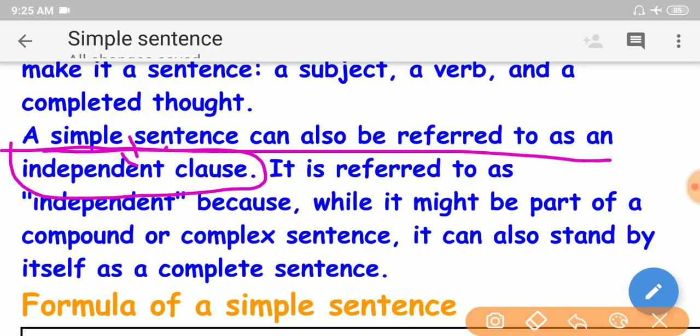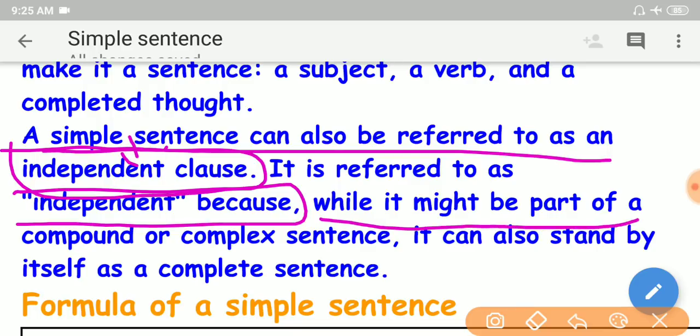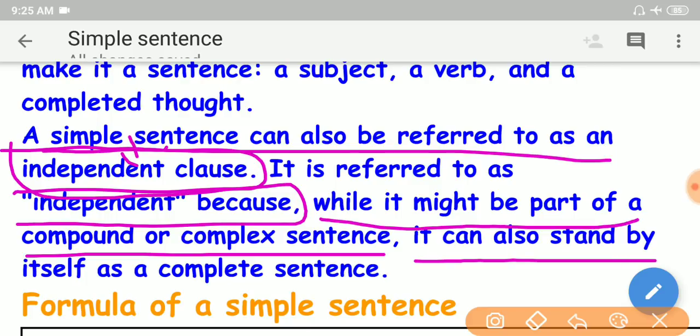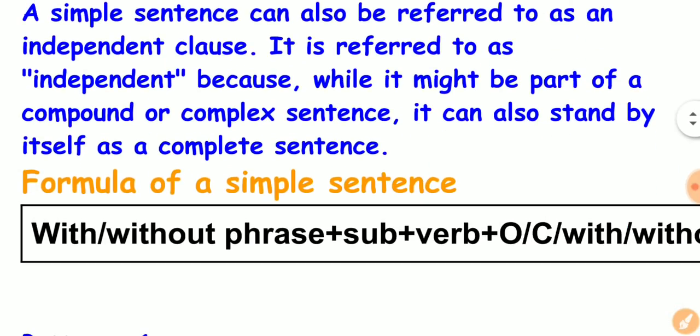It is referred to as independent because while it might be a part of a compound or complex sentence, it can also stand by itself as a complete sentence. That's why an independent clause also can be called a simple sentence, my dear friends. My dear friends, now let us go and learn how a simple sentence is. We have to learn a formula of a simple sentence. So what is a formula of a simple sentence?